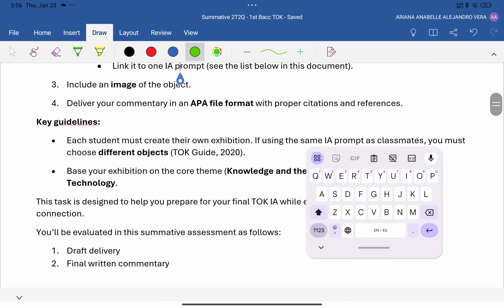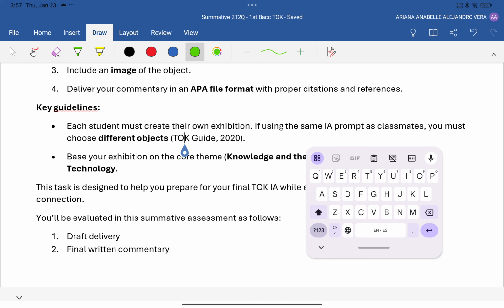Actually, something is badly rephrased here. The real TOK guide says that you can choose any IA prompt, but you cannot have any object that is similar to any of your classmates. And it doesn't matter if it's first D or first A or first B. It doesn't matter. Nobody should repeat the object.